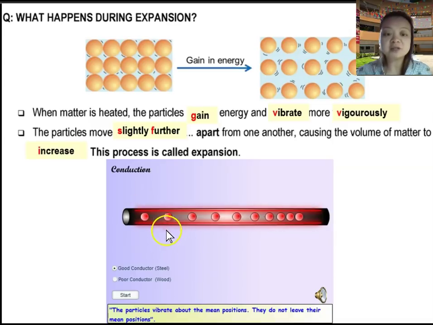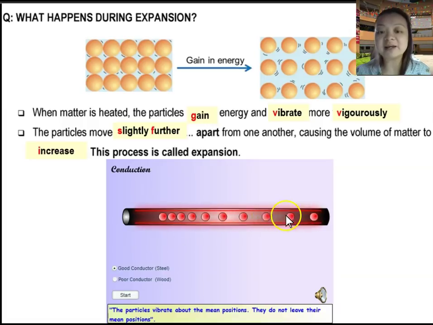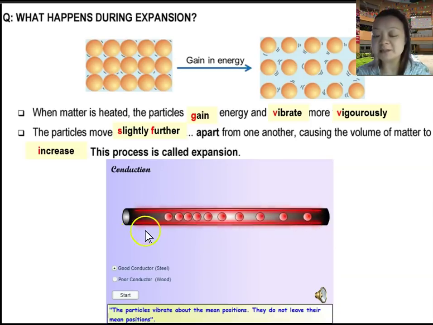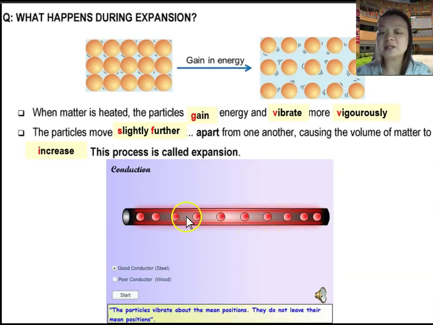So you can see over here, when steel is being heated, the particles are moving slightly further apart. And this is actually conduction, in which the particles allow heat to be transmitted. They allow the particles to transmit heat.